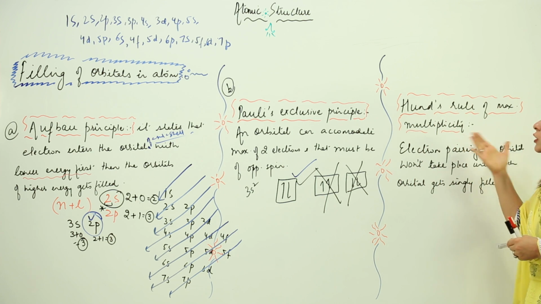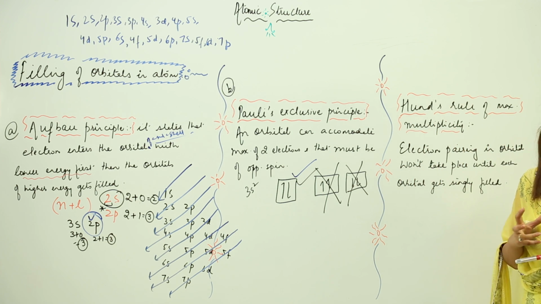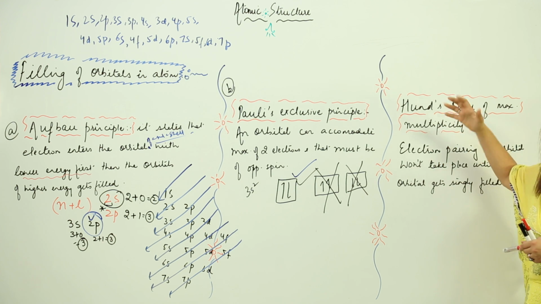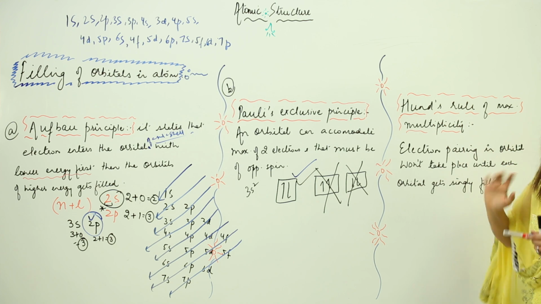The third rule is Hund's rule of maximum multiplicity. What does this actually state? I'll just explain it with an example, then we'll come to the definition.